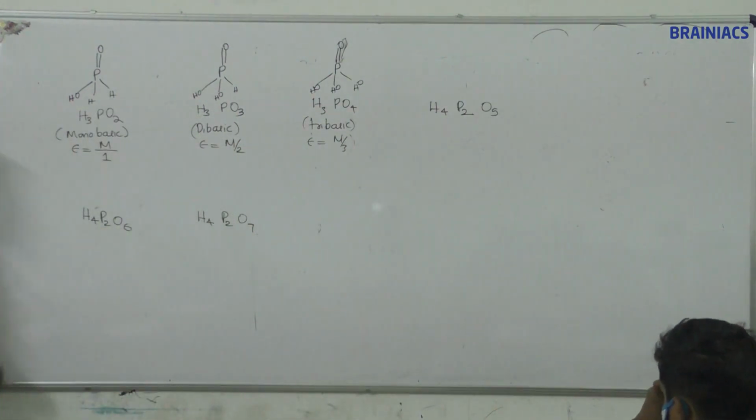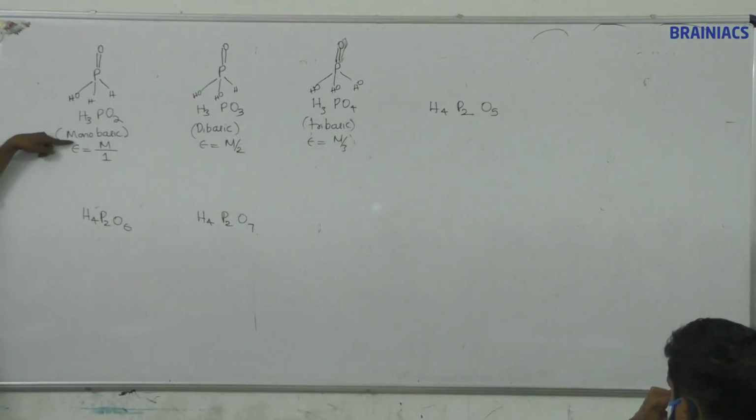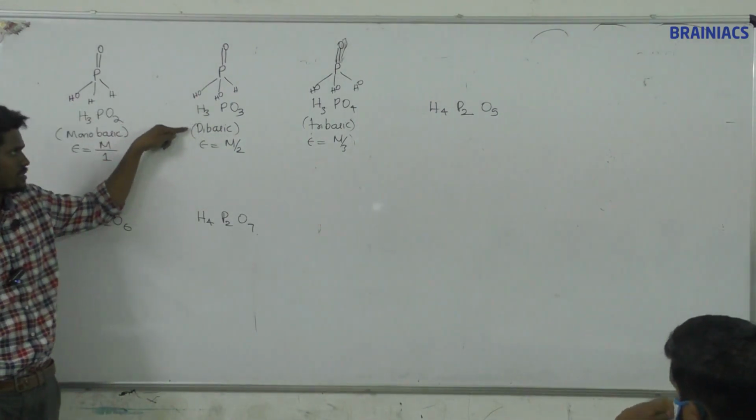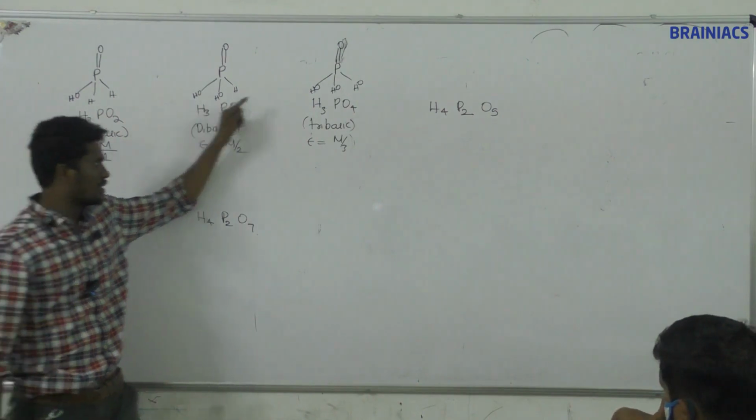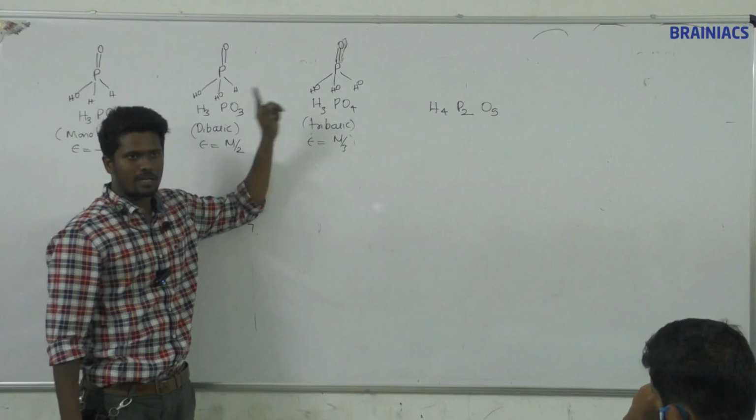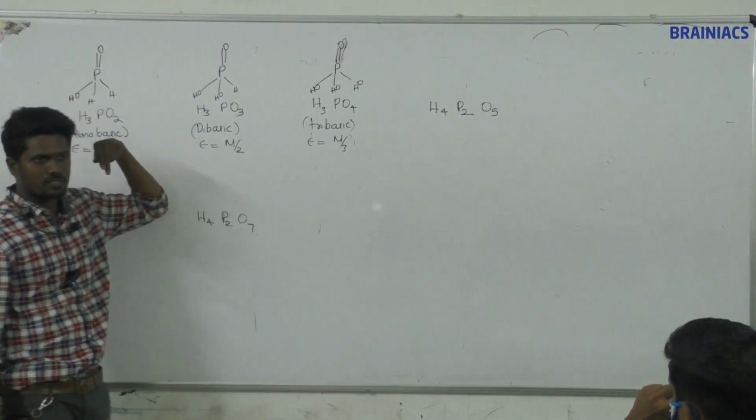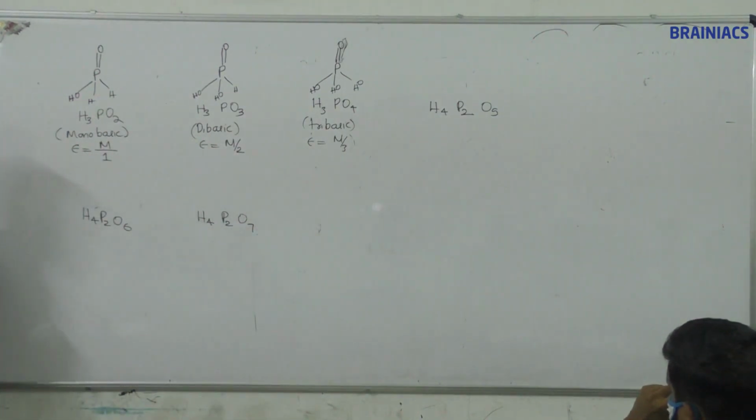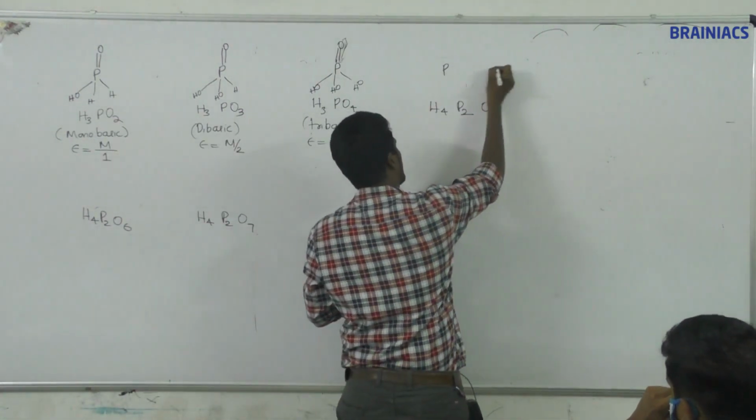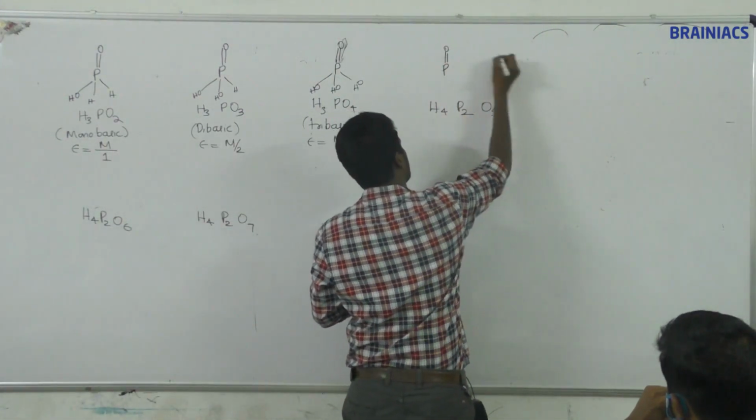Here we have 1 OH, so it is a monobasic acid. Here we have 2 OH, it is a dibasic acid. Here we have 3 OH, so it is a tribasic acid. So the equivalent weight of an acid is equal to molar mass divided by basicity, the number of H plus displaced from one molecule.